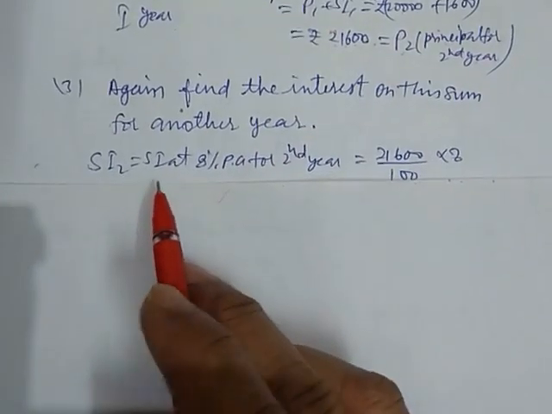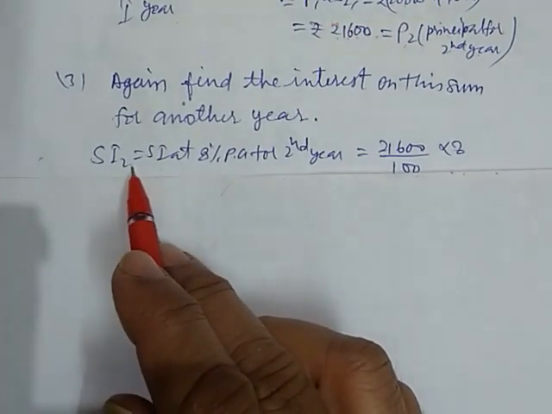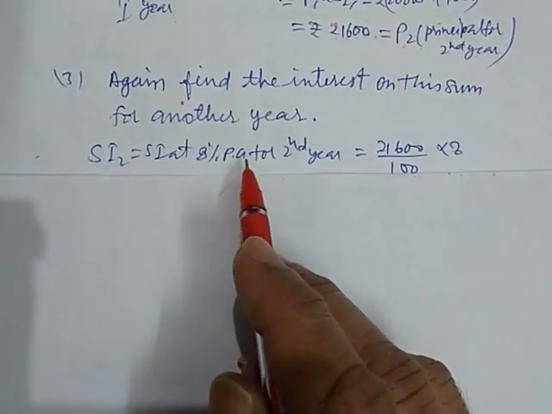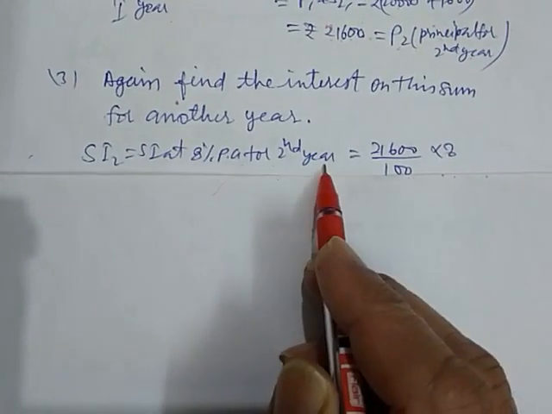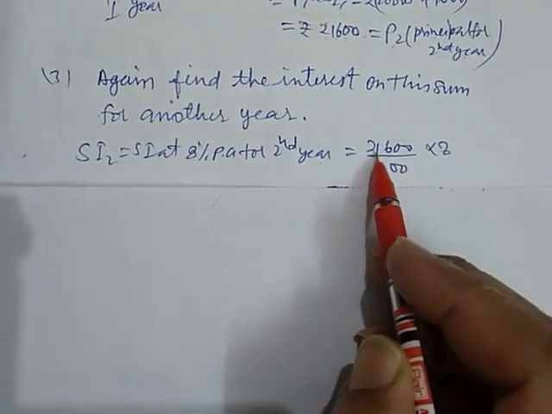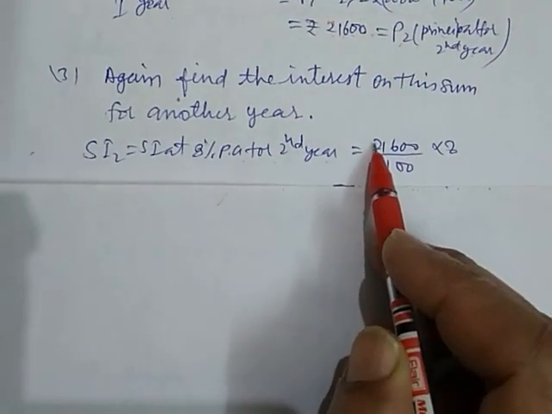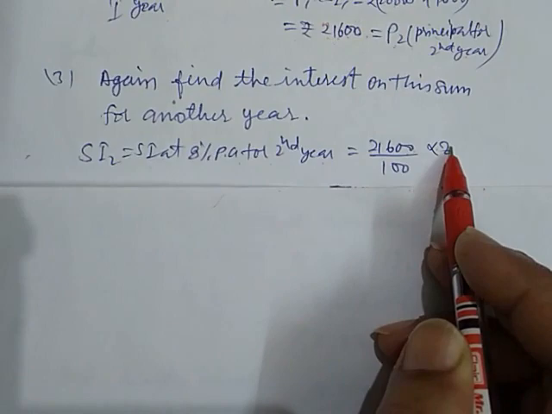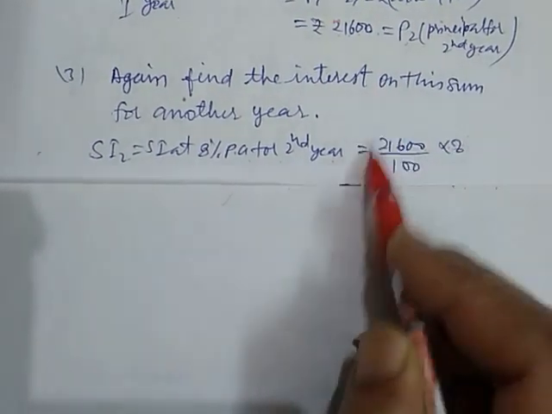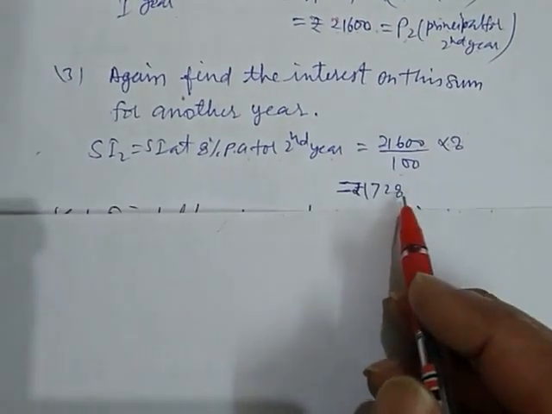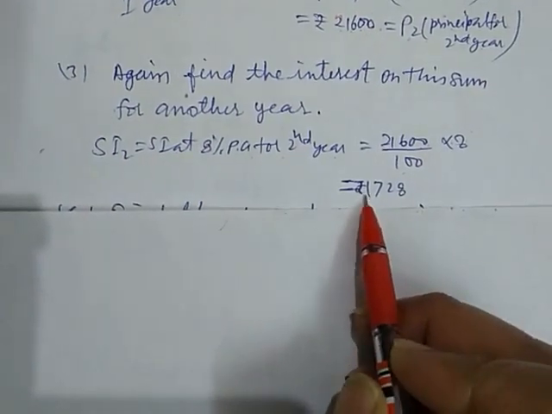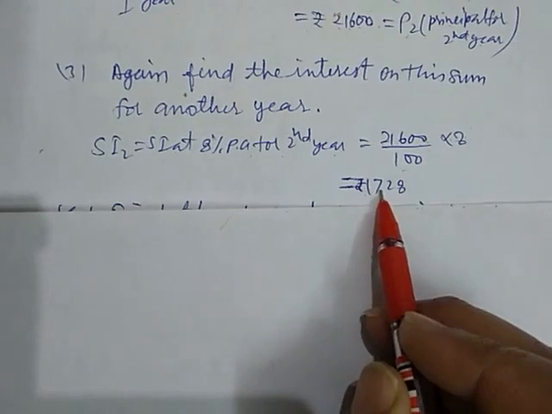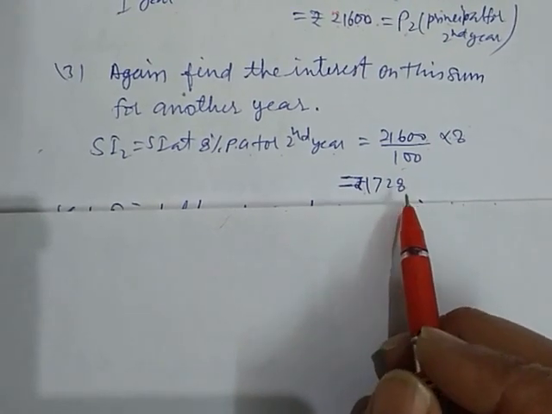So SI2, that is simple interest for the second year, is simple interest at 8% per annum for the second year. Here the principal amount has changed and become 21,600, and 8% is the rate. So 8 divided by 100. This way we calculate the simple interest for the second year with the new principal. Rupees 1728 is the interest.